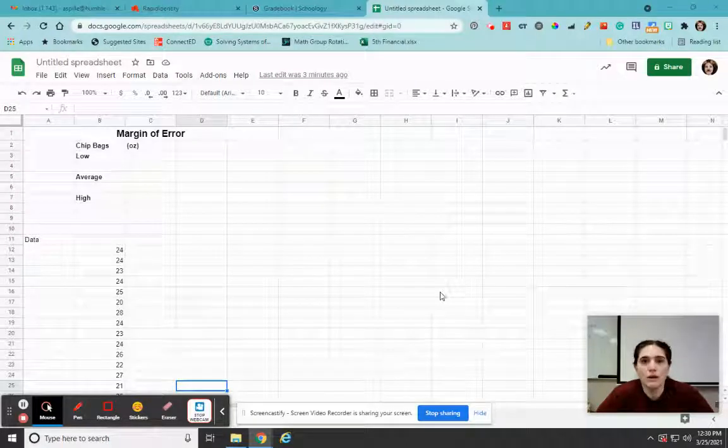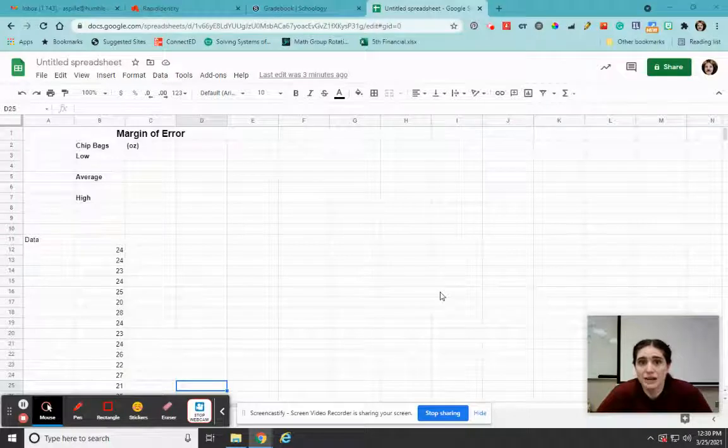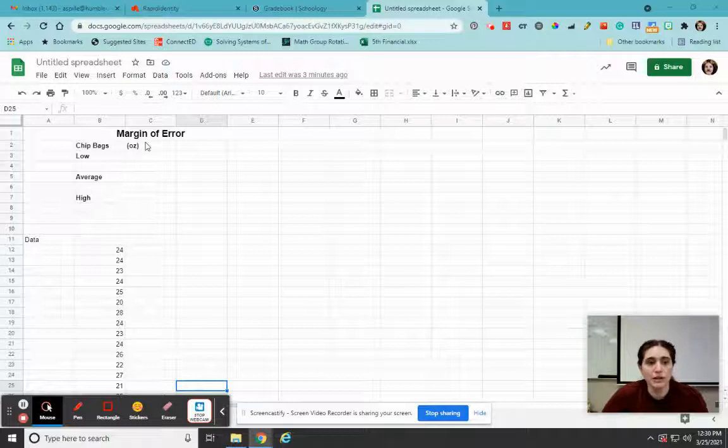But they're not all the same, right? Because chips break. Some of them are different sizes. Maybe one gets a little extra cheese powder on it. So all of the bags of chips are not going to be the same, but if they put on there 24 ounces, people are expecting it to be 24 ounces, right? Or more. So we want to look at the margin of error.